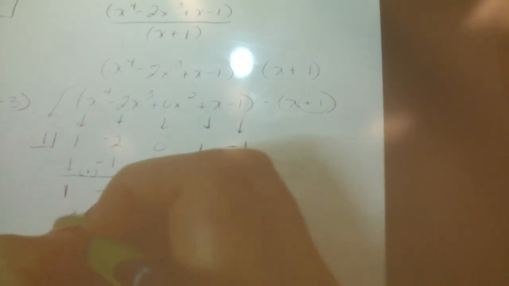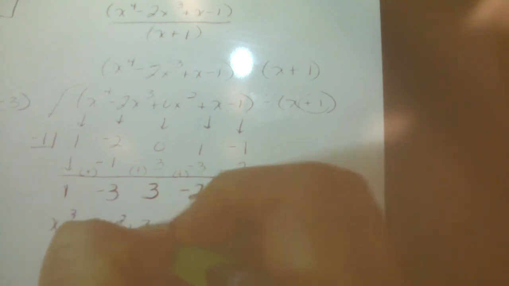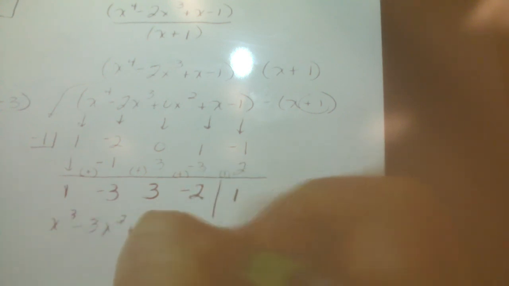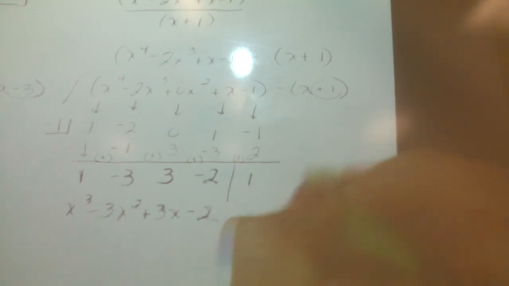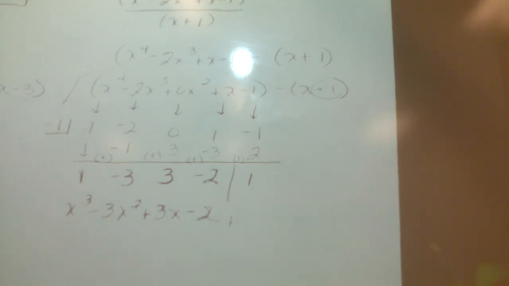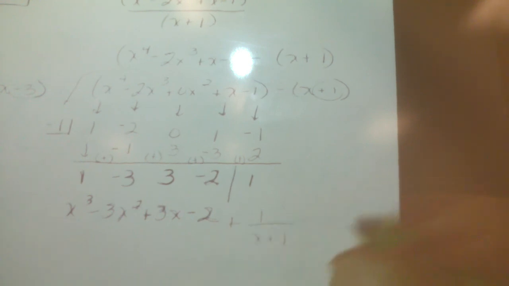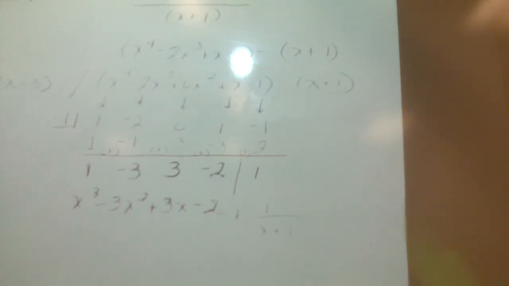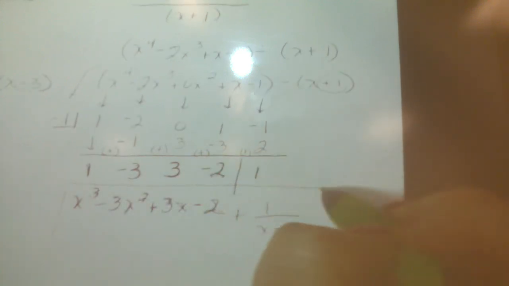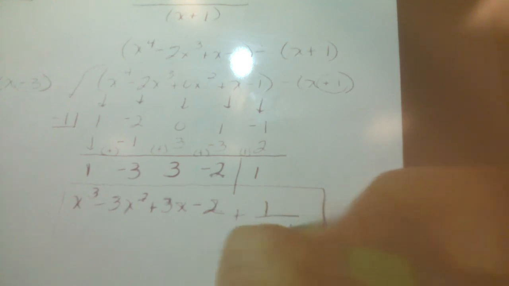So when I write my remainder, I'm going to write it as the remainder over the divisor. So it's going to be 1 over x plus 1. Since it's a positive, I'm putting a plus. If this was a negative, I'd be putting minus. So the remainder is written 1 over whatever this is. It's x plus 1, so that's the way I'm writing it. My answer is x cubed minus 3x squared plus 3x minus 2 plus 1 over x plus 1.